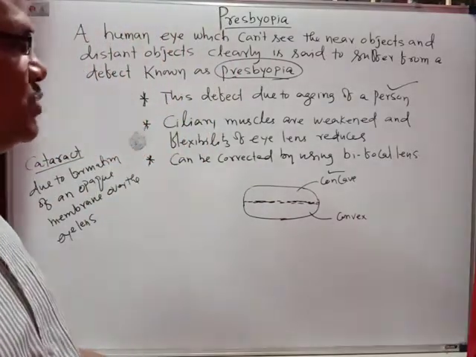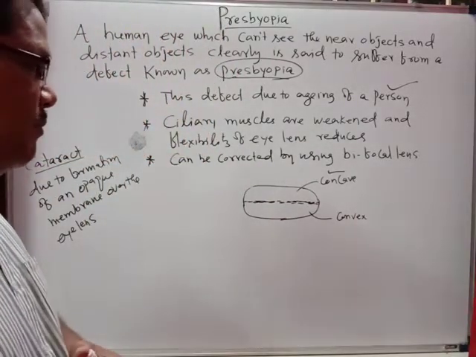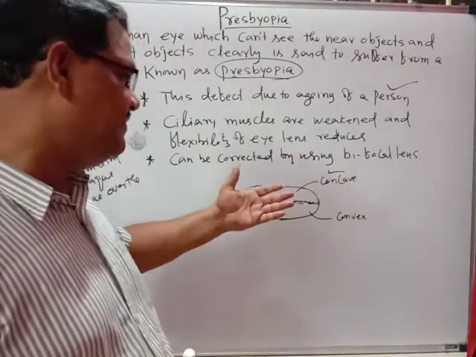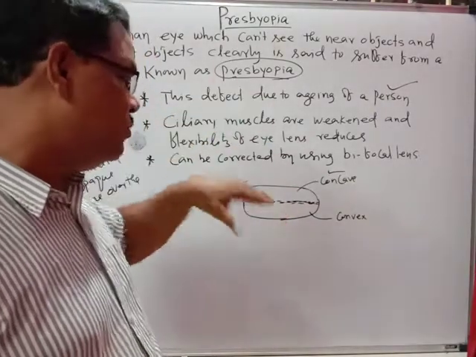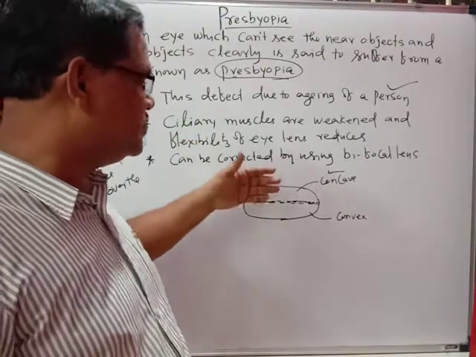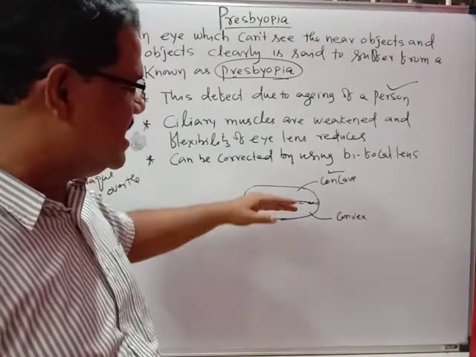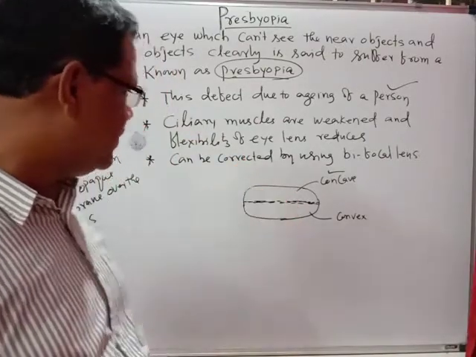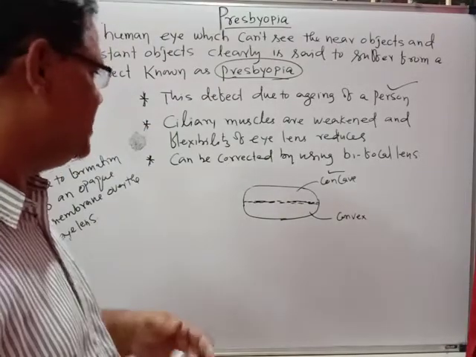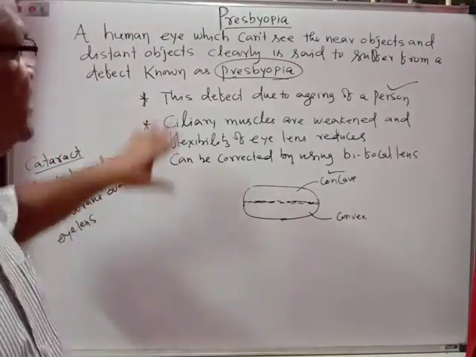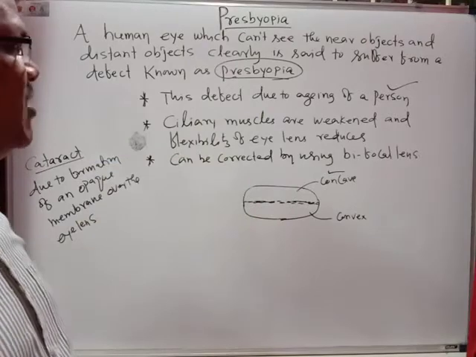So the person has to use both the lenses simultaneously. If he has to see the distant object, he will be looking up, and if he has to see the lower near objects, he has to look down. And we find this type of behaviour in older people. This type of defect is called presbyopia.